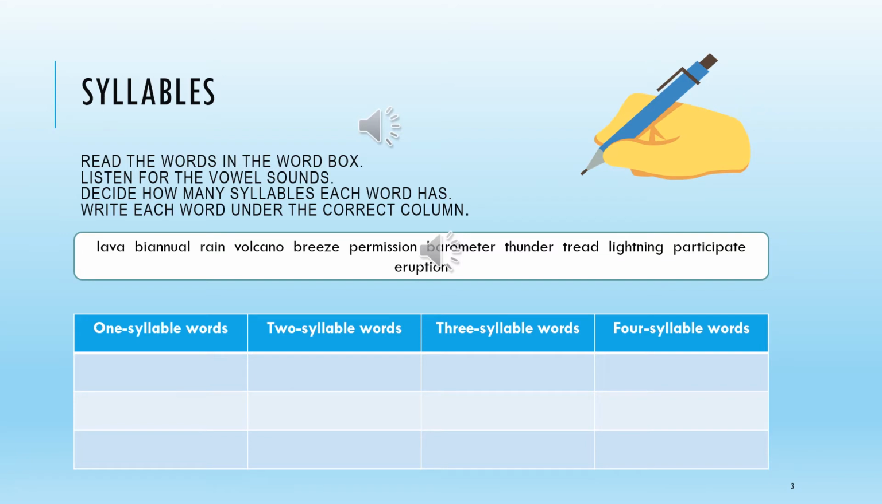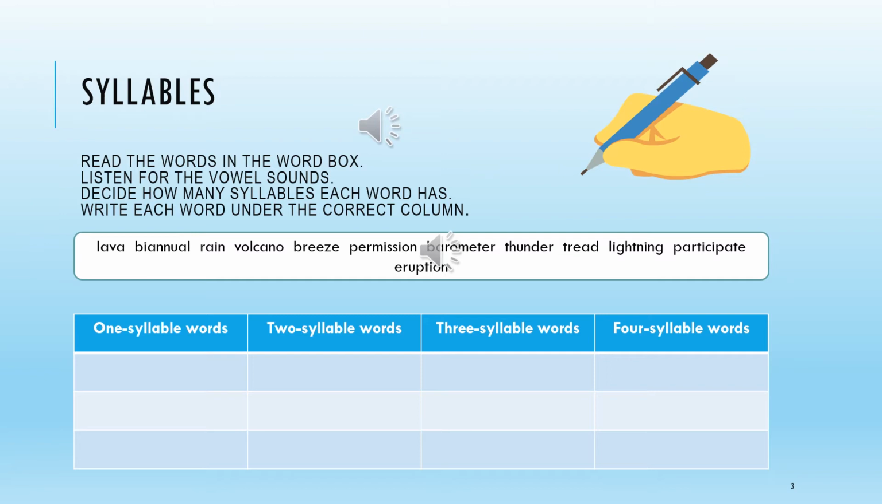Okay, we are on page number 3, and let's continue with syllables. On this page, we are going to read the words in the box. We are going to listen for the vowel sounds. Then we are going to decide how many syllables each word has. And finally, we are going to write each word under the correct column. Make sure that you follow the instructions, please. Let's read the words first. Lava, biannual, rain, volcano, breeze, permission, barometer, thunder, threat, lightning, participate, eruption.